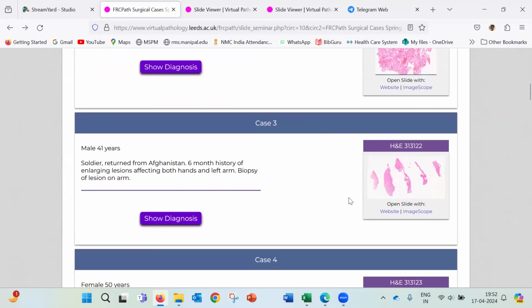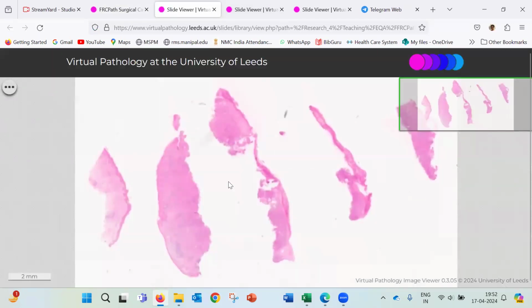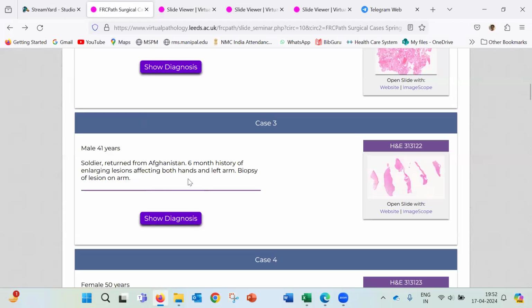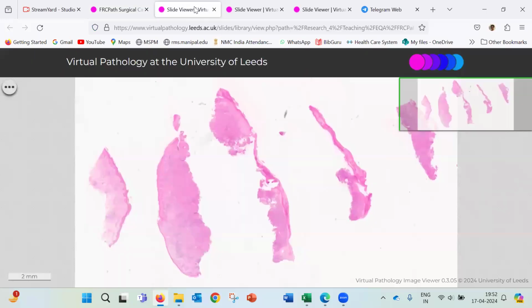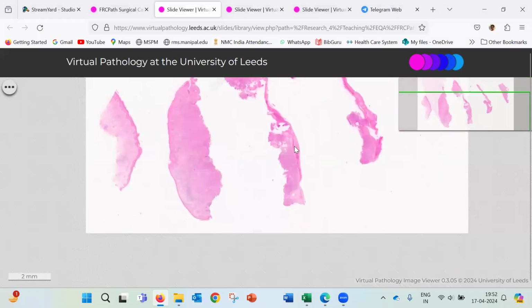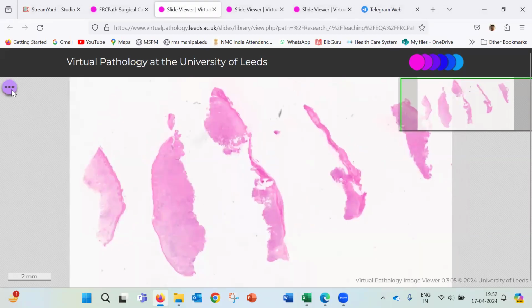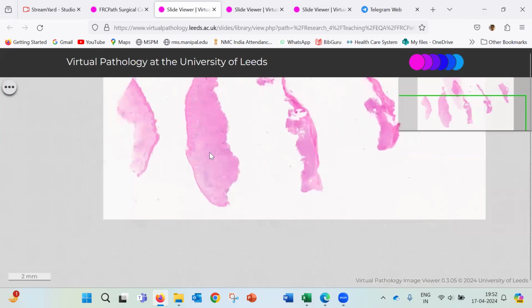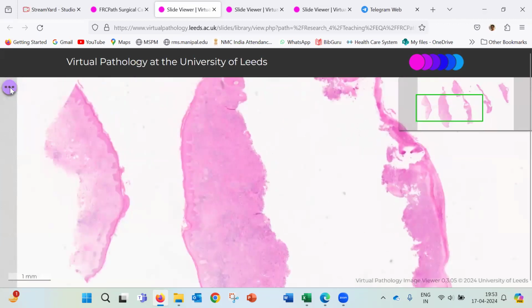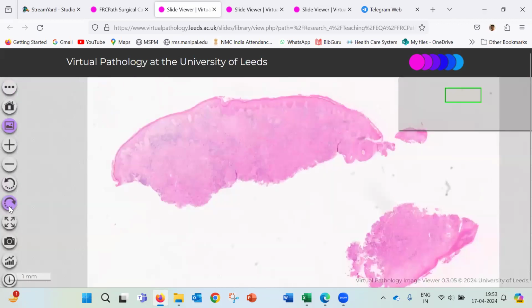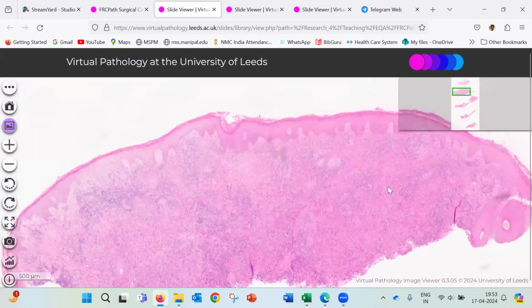Moving on to case 3, 41-year male patient, that is he is a returning soldier from Afghanistan, and with a 6-month history of a lesion that is enlarging and affecting both hands. So particularly in this case, we have multiple bits of squamous skin over here, and they are densely inflamed. Okay, so they are densely inflamed.